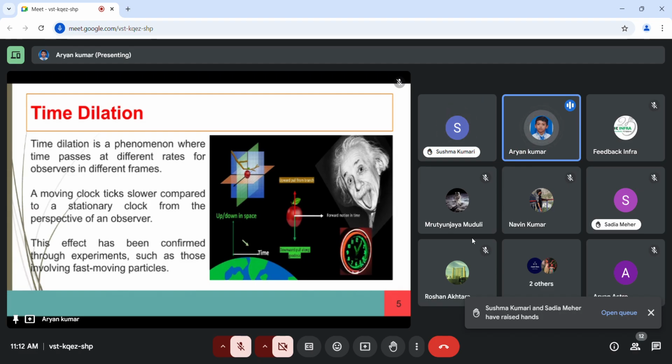Someone else has raised their hand also. Aryan, I don't know about humans, but I know about missiles. They travel 3 times faster than light.